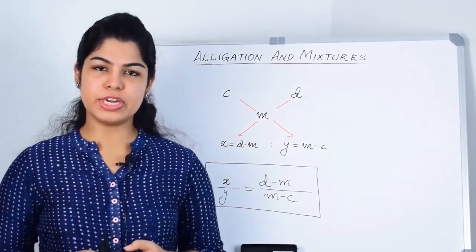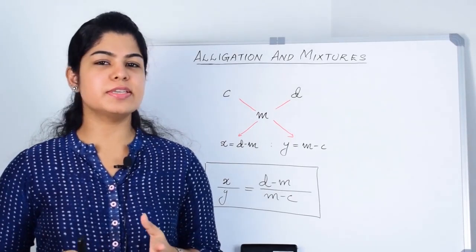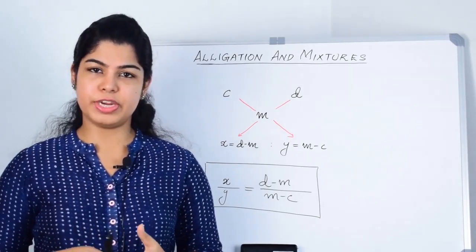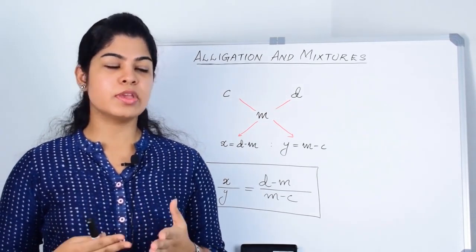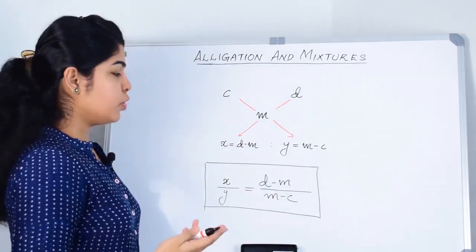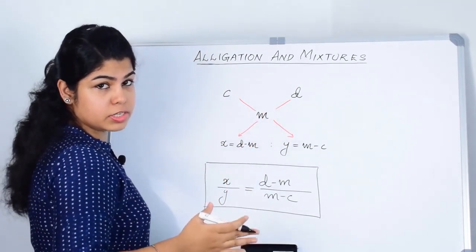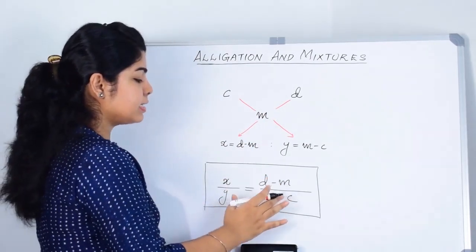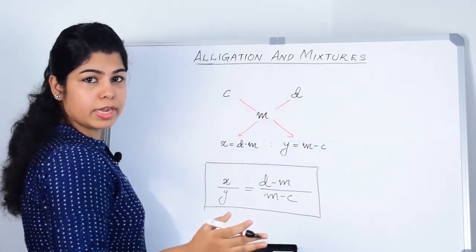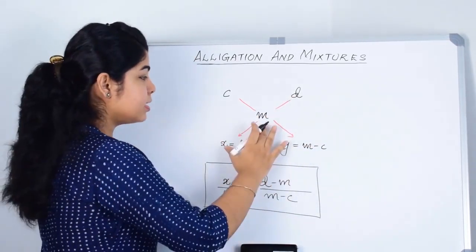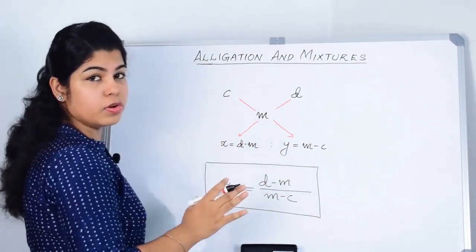This is the part 2 video on alligation and mixtures. We have already studied the basic concepts and we have solved some basic problems on alligation and mixtures in part 1 video. And in this video we are going to solve more tougher problems on alligation and mixtures. So what is the rule of alligation? Rule of alligation says that the ratio in which two types of ingredients are mixed together is equal to D minus M divided by M minus C, where D is the dearer value or the bigger value, M is the mean value or mean price, and C is the cheaper price or smaller value.